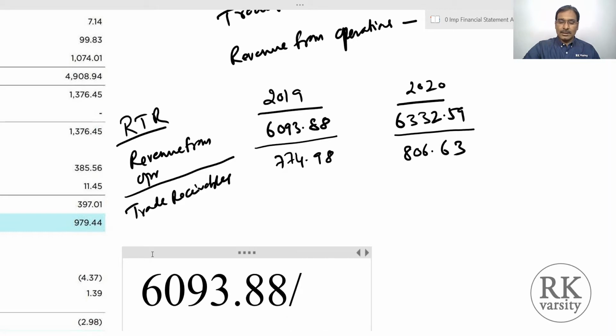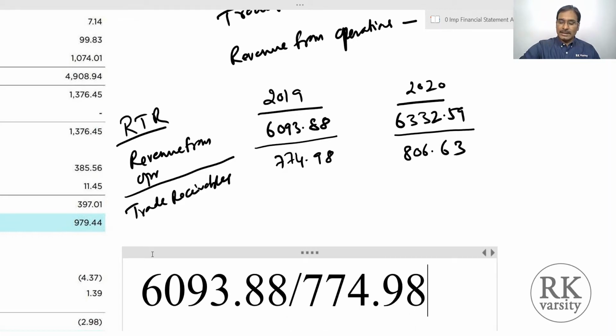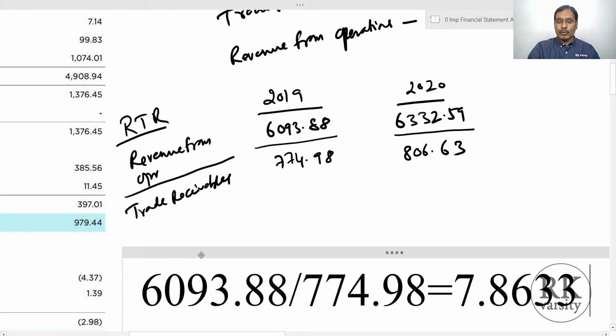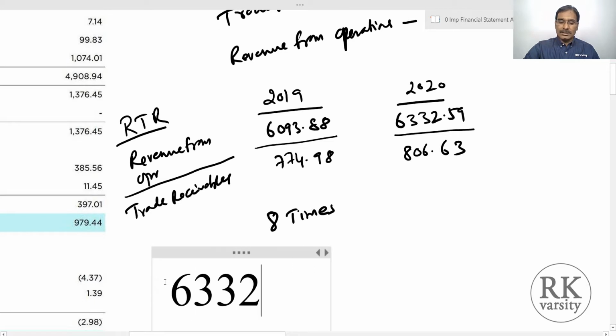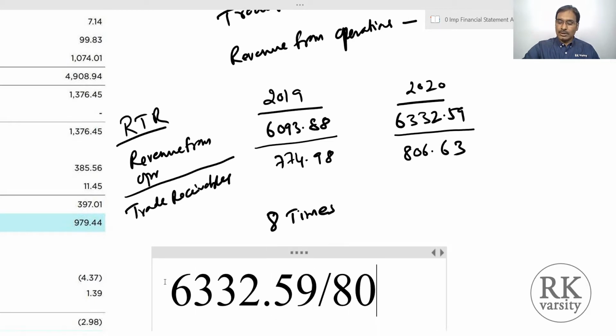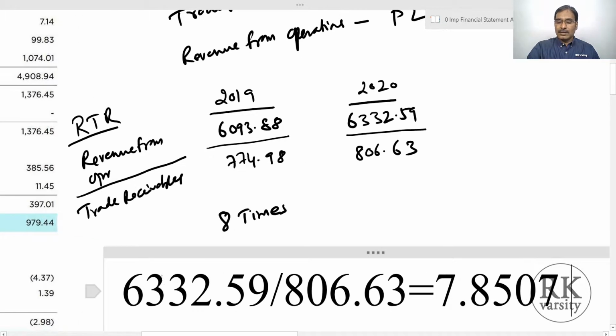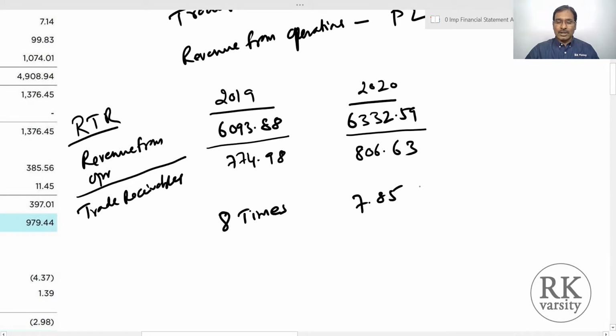So our ratio would be 6093.88 upon 774.98, which is 7.86 times. We can round off and say approximately 8 times is your receivables turnover ratio. And then for 2020, 6332.59 upon 806.63, which is 7.85. So more or less for both the years, the receivables turnover ratio is the same, right?